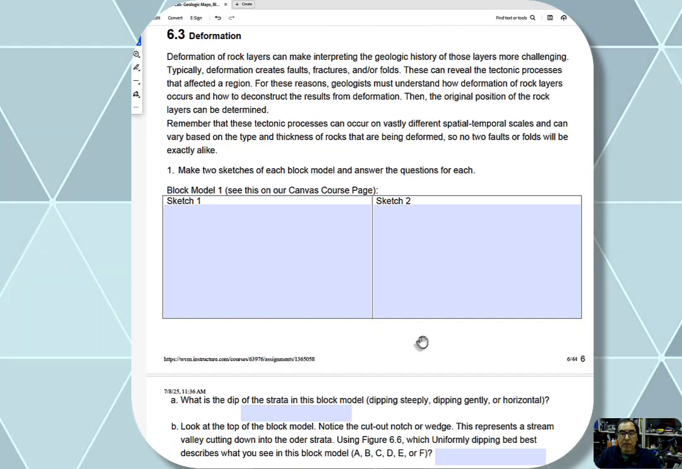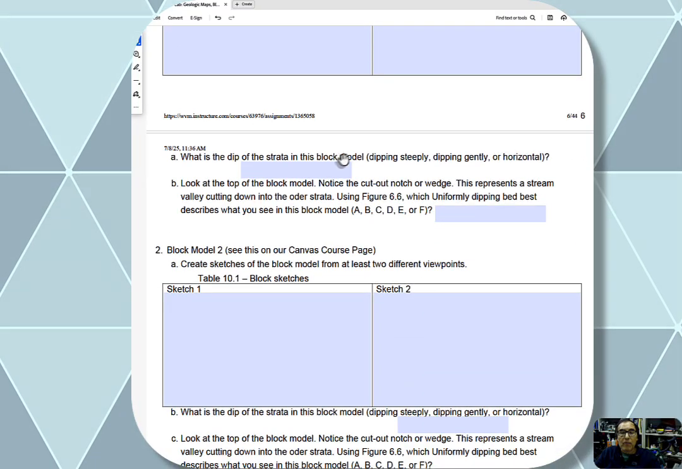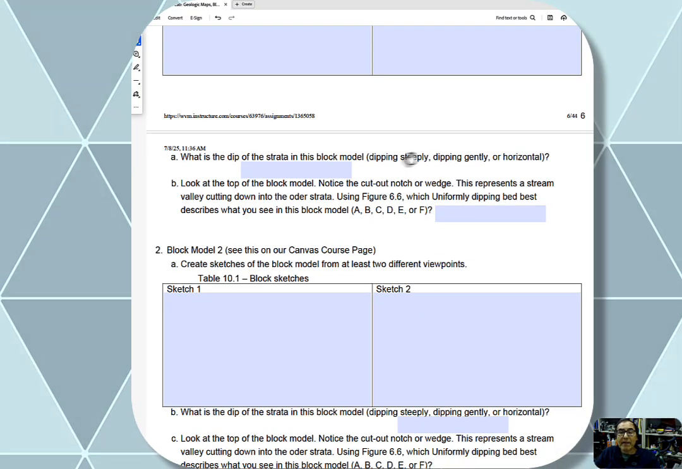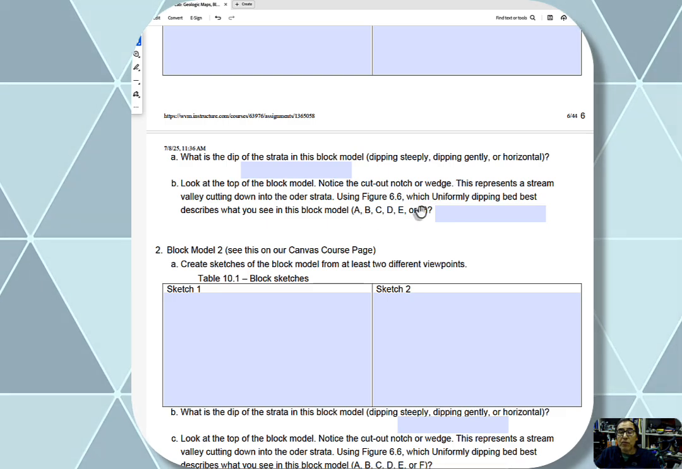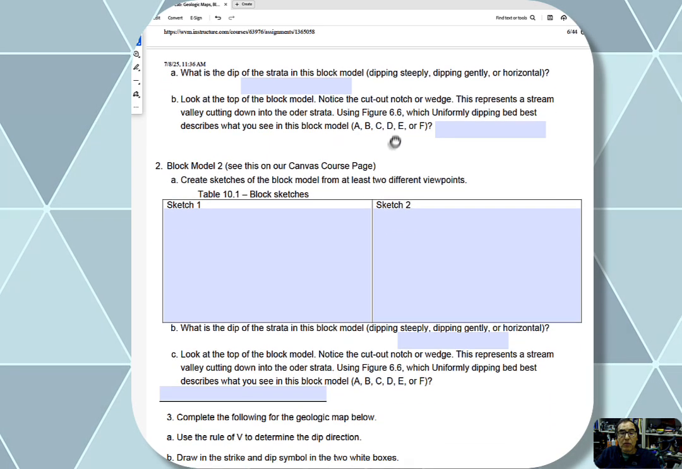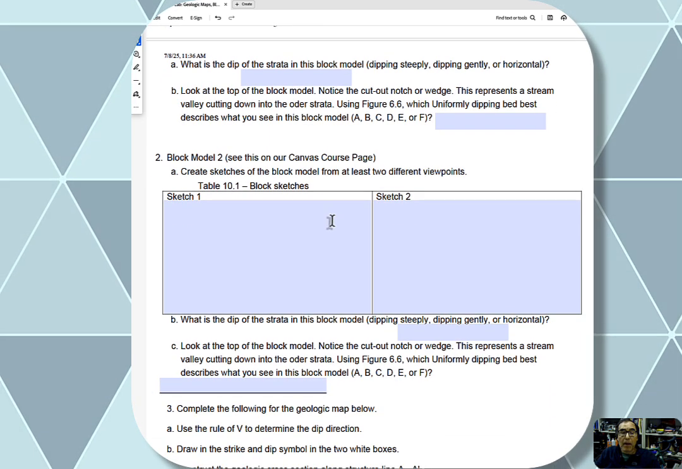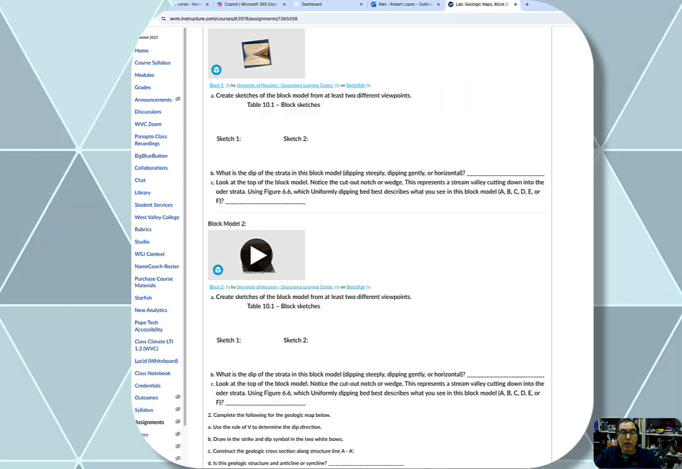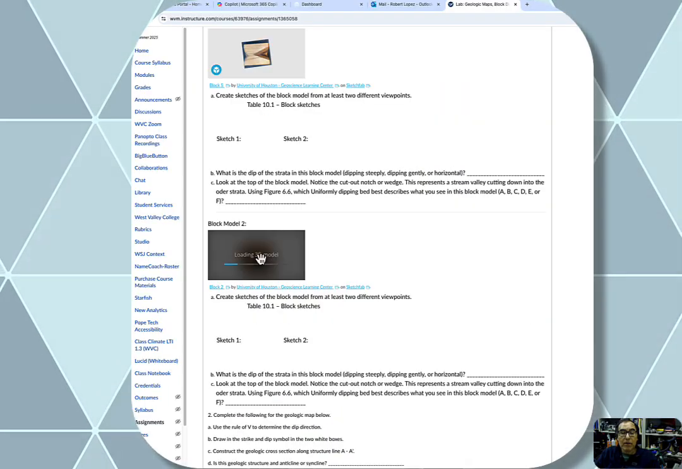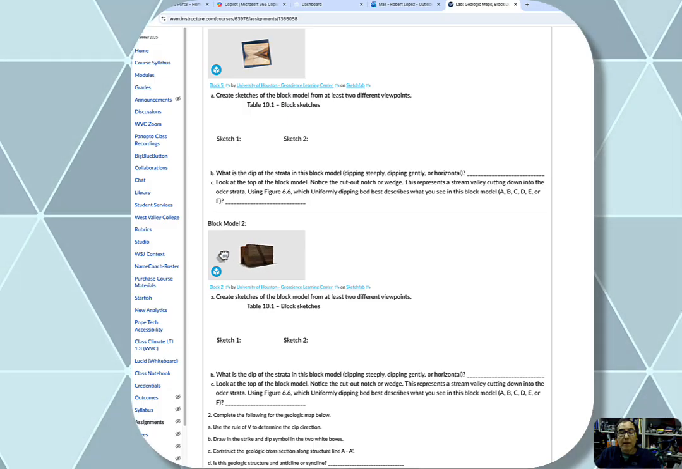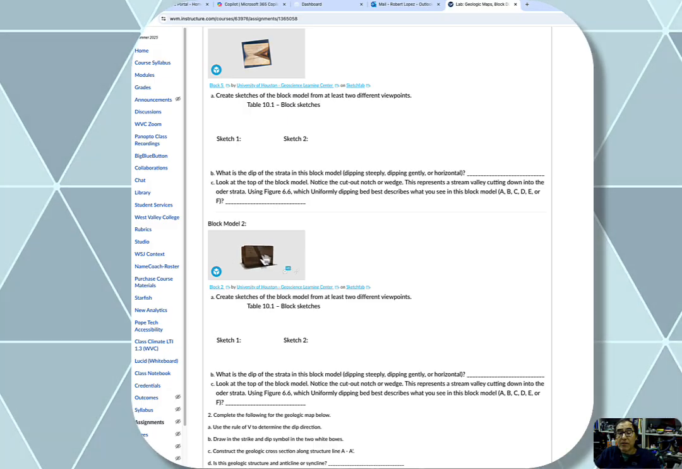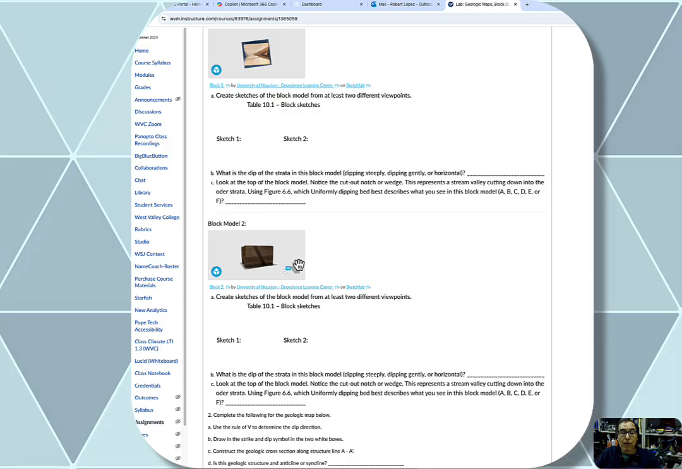So if we go back here, you'll do the sketches, and then what's the orientation of the strata? I guess you do steeply, gently, or horizontal, and then tell me which of those block models it fits. Then you'll do the same thing for block model 2. And so block model 2 is this one here. So I'll let you look at this one. You can expand this one, do the same thing. This one's also obviously dipping at some degree here, but do the same thing for block model 2.